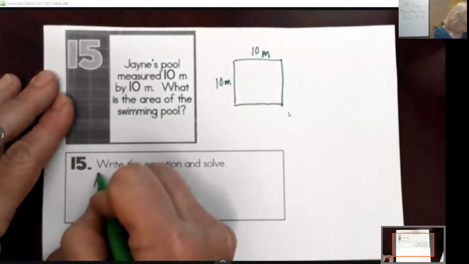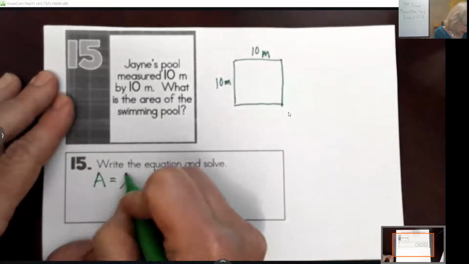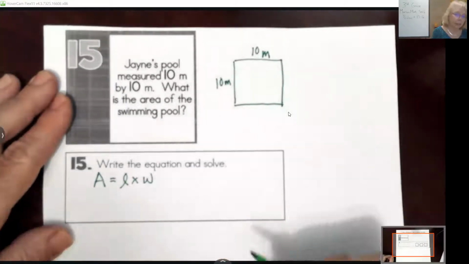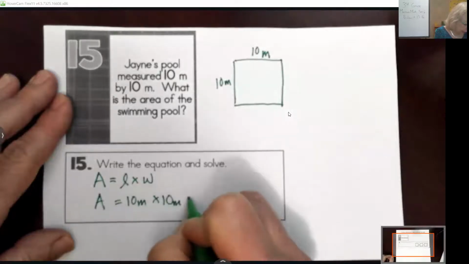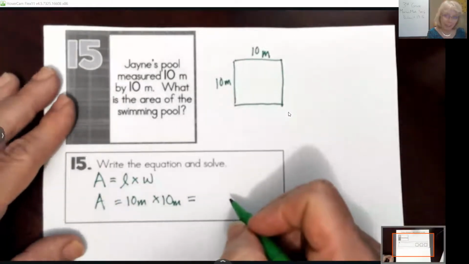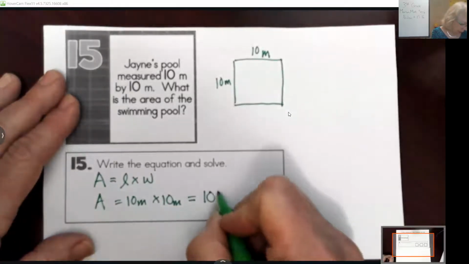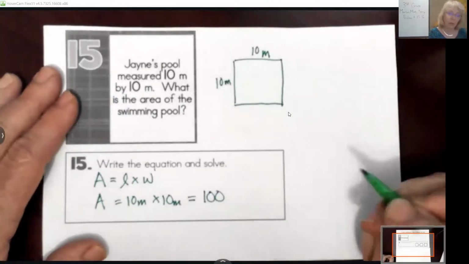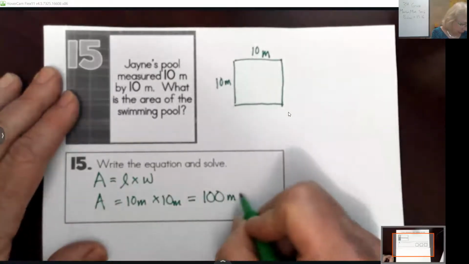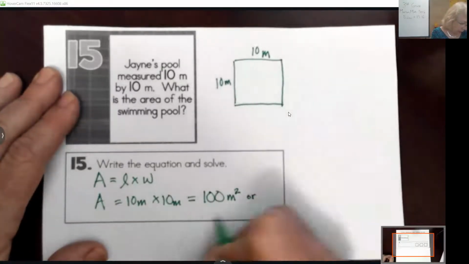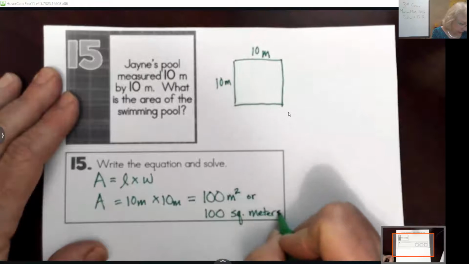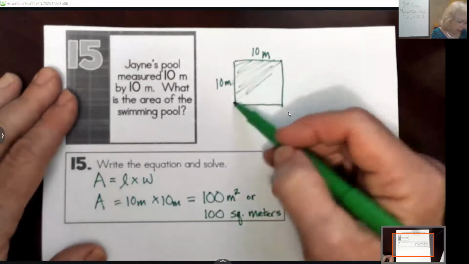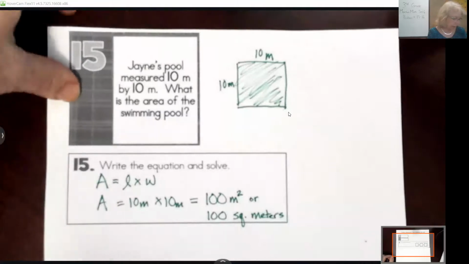So our equation for area is length times width. In this case, our area is equal to 10 meters times 10 meters is equal to, what's 10 times 10? Say it out loud. Yes, 100. 100 what? 100 meters squared, or we could say 100 square meters. So we're talking about all of this space inside here is our area. Okay, great. Let's go on to number 16.